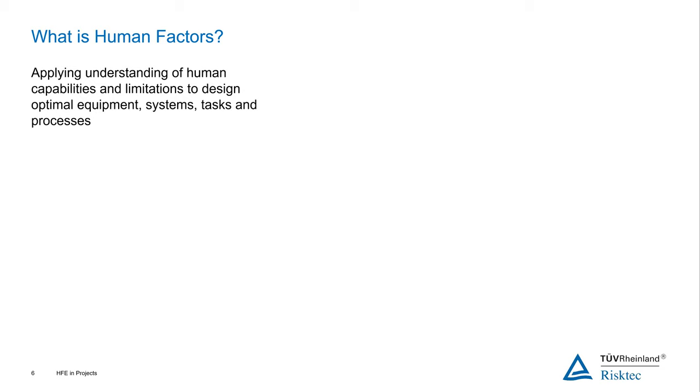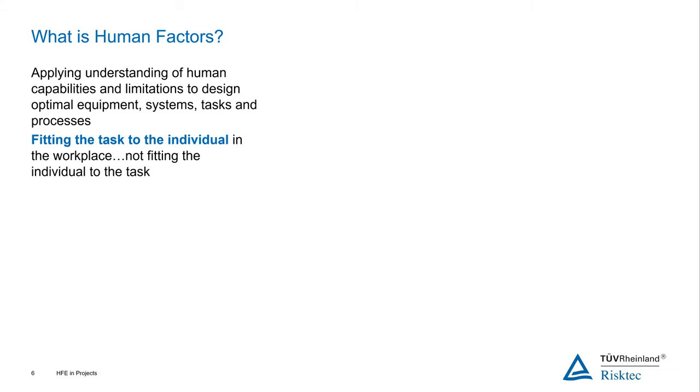So you're applying the understanding of human capabilities and limitations to make sure that you design optimal equipment, systems, tasks, and processes. And what you're really doing by considering human factors is you're making sure that you think about the person and you design the task and the system to fit what they can do and what their requirements are, how they work it.